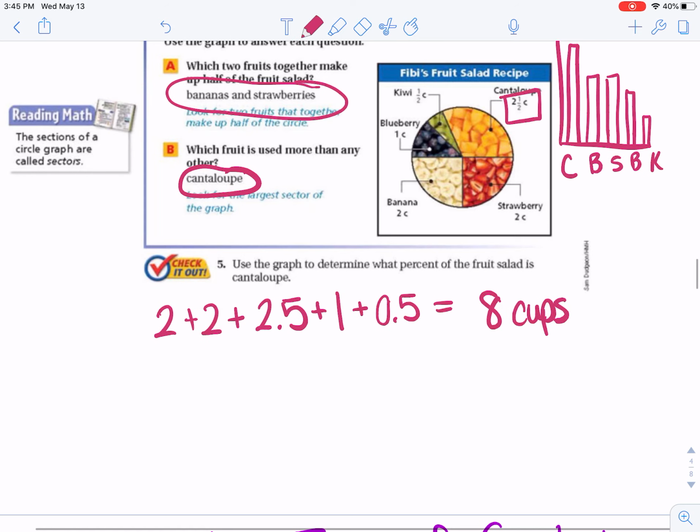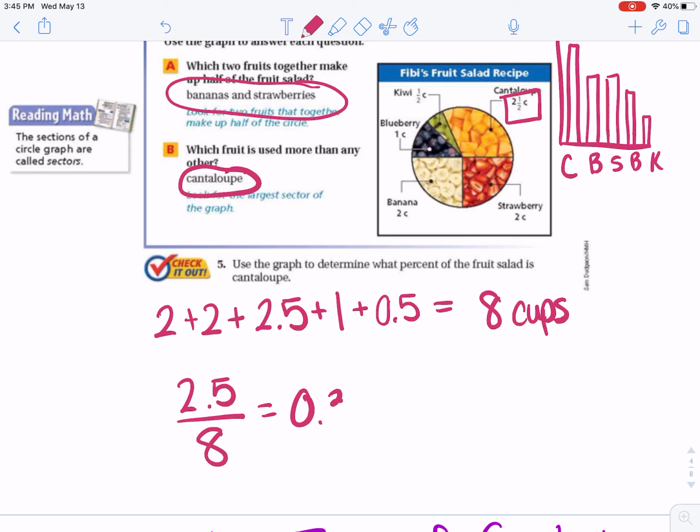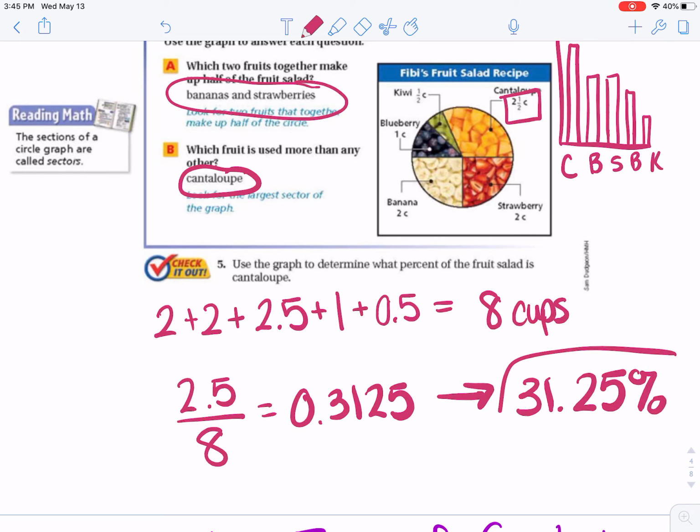Now, out of those 8 cups, 2.5 of that is going to be cantaloupe. So again, it is your choice whether you want to set up a proportion, or just type that into your calculator, what 2.5 divided by 8 is as a decimal. That's 0.3125, which converts to 31.25% of your fruit salad is cantaloupe.